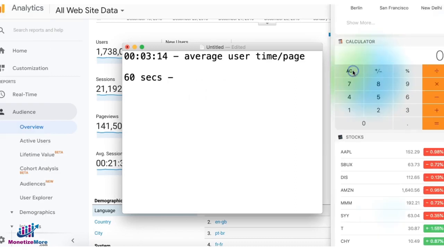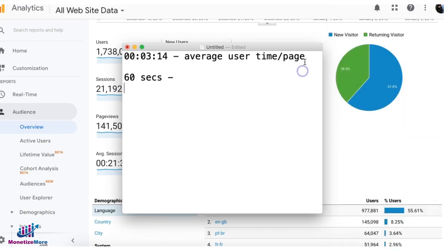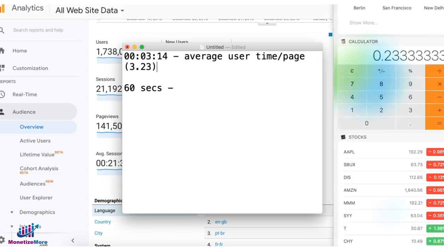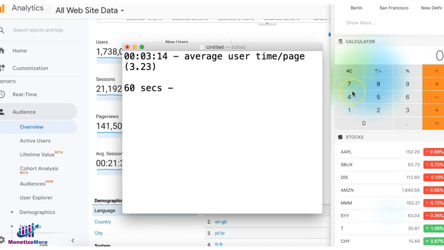So meaning we can say that's going to be 14 times 60. Let's convert this, 14, sorry, divided by 60. So it's going to be 3.23, right? Okay, so if we want twice, you're going to have to divide 3.23 by 2, and you get 1.62.